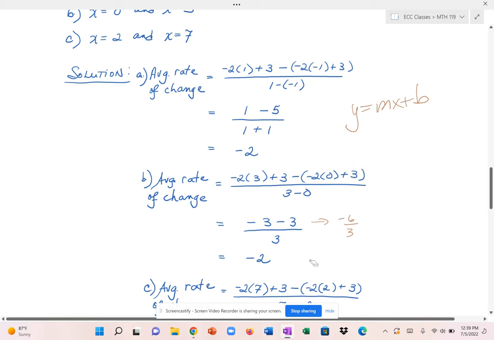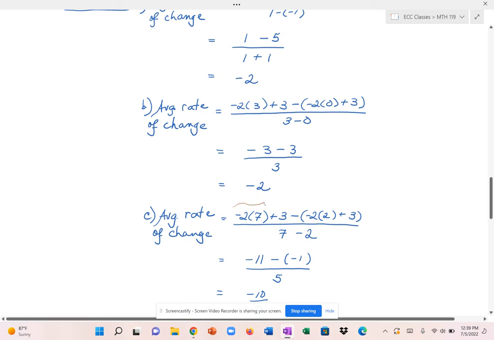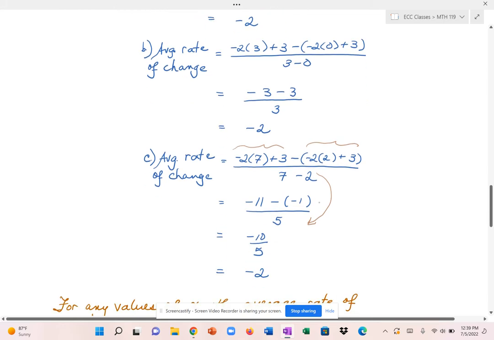Now, part C says to find the average rate of change for x equal to 2 and x equal to 7. Plug in the 7 first, then plug in the 2. That gives you a result of negative 11 minus negative 1 over the denominator, which is 7 minus 2, it's 5. So the numerator, negative 11 minus negative 1, works out to be negative 10 over 5. And so that's where we get our answer of negative 2 again. Okay, so the average rate of change of a linear function will be your slope.